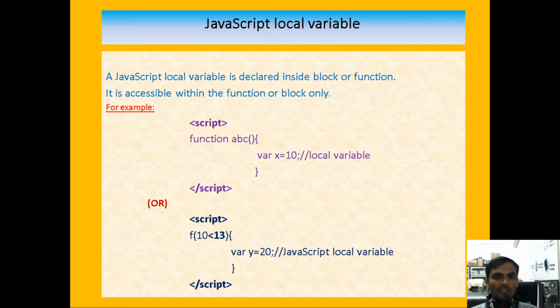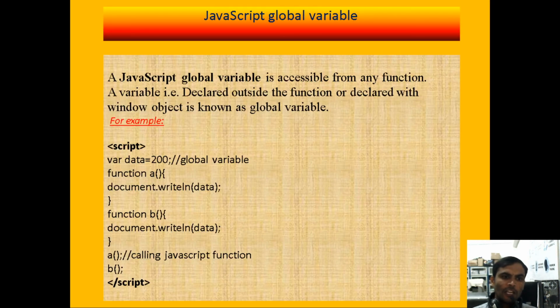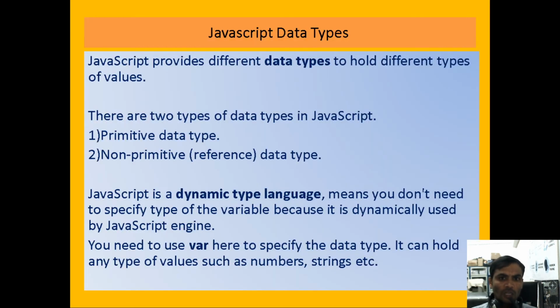Next we are going for local variables. Variables we define inside a function we call local variables. If you define the variable above the function, then we call them global variables. Now, what data types are there in JavaScript?